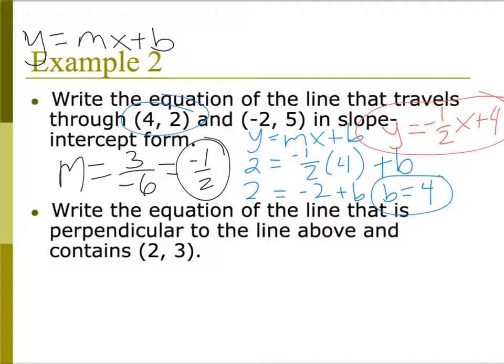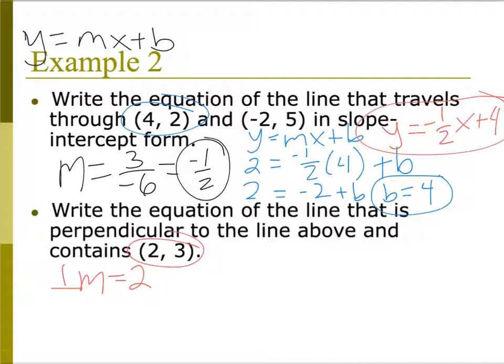All right, next one. It says write the equation of a line that is perpendicular to the line above and contains 2, 3. So I've got a point, but I don't have my slope. But do I? What would my perpendicular slope be? Well, perpendicular to -1/2 is +2 over 1, or just +2. I've got my slope. I've got a point.